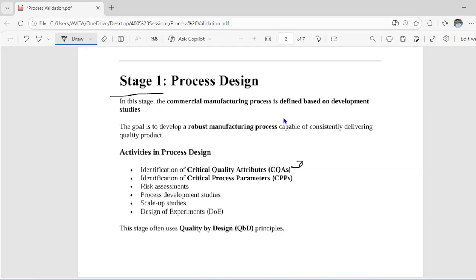And then we have the critical process parameters. These are the process parameters which are going to affect your quality. That's why they are called critical process parameters. Then we have risk assessment, then process development studies, scale up studies, and design of experiment. So these are the activities involved in process design, right from the identification of the CQAs till the scale up and design of experiment. This often uses the quality by design principle.